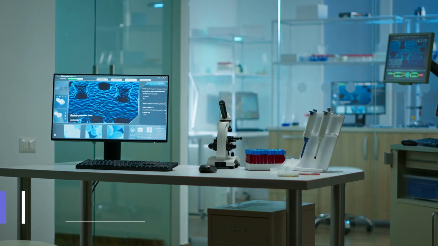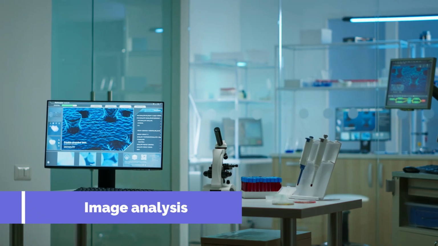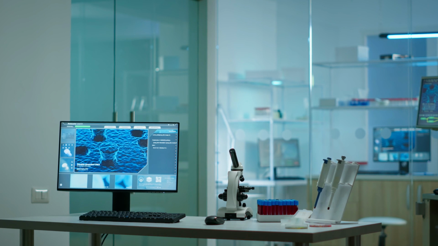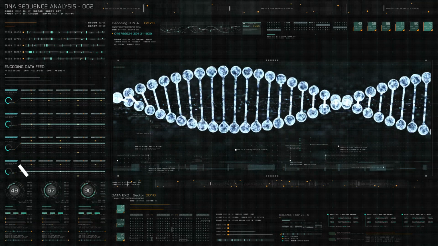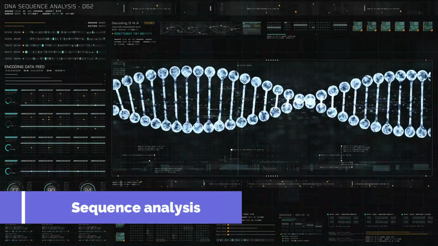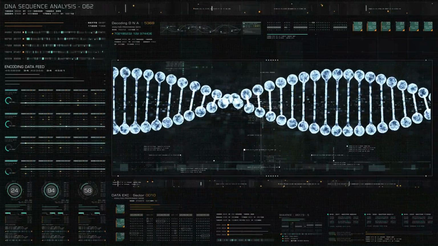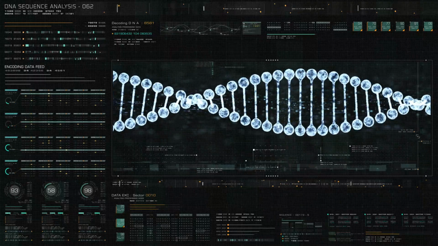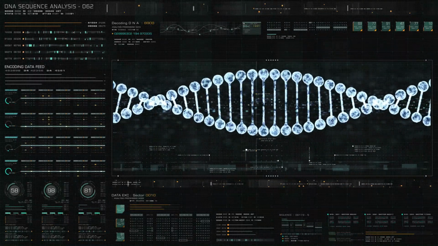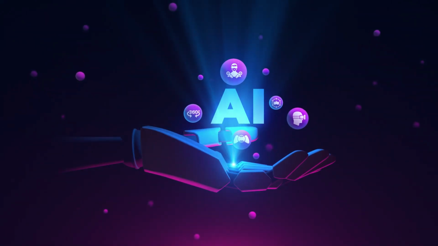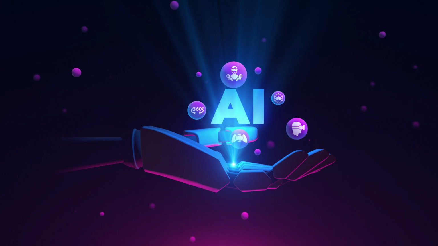4. Image analysis. AI can help with the analysis of high-throughput microscopy images, identifying structures and cellular processes. 5. Sequence analysis. AI can assist in the analysis of genomic and proteomic data, identifying patterns and relationships in large datasets. Overall, AI can help accelerate and improve biological research by automating tedious tasks, discovering new insights, and reducing errors.